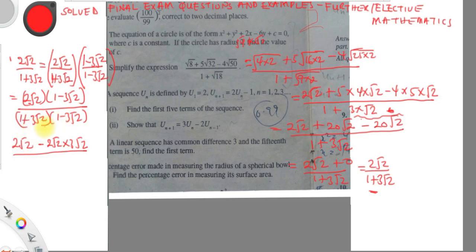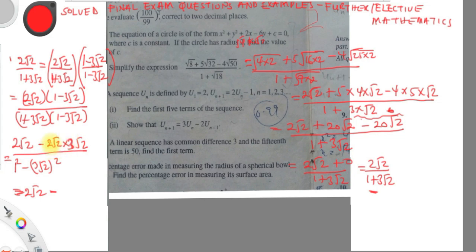It's a perfect square, the difference of 2 squares. So if you simplify, you get 1 squared minus 3 root 2 all squared for the denominator. So the numerator is equal to 2 root 2, then minus, the minus sign is here, 2 root 2 times 3 root 2. Have you seen?